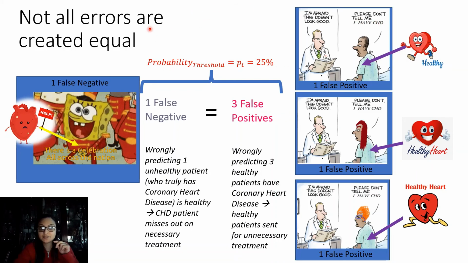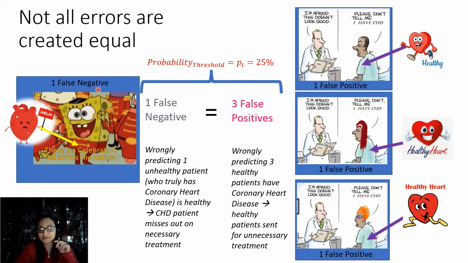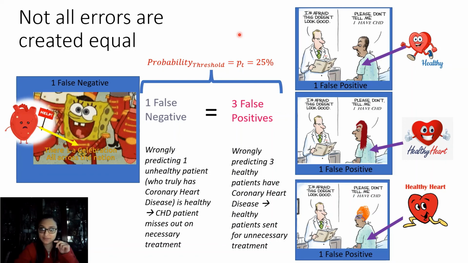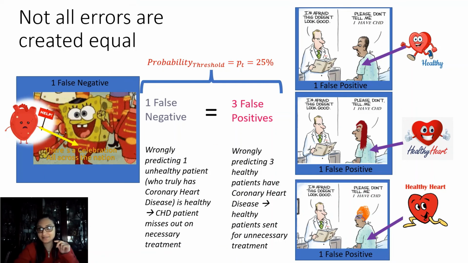And at this probability threshold of 25%, the doctor is so scared of having a false negative. Essentially, in his, her, or their mind, this mistake here is equal, if not worse, than these 3 mistakes. The fact that this unhealthy heart is missing out on vital treatment is worse than 3 healthy patients going for CHD treatment. So you might agree with this, or you might disagree, and that's why this is subjective and why we have these probability thresholds in the first place. But this is how you can think about it.